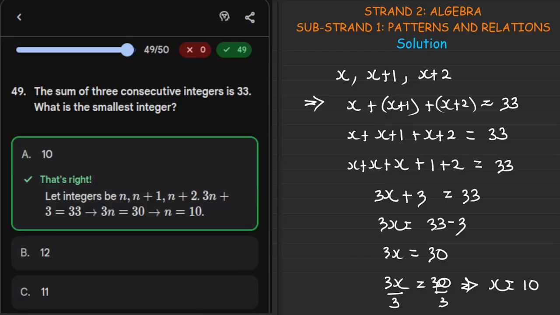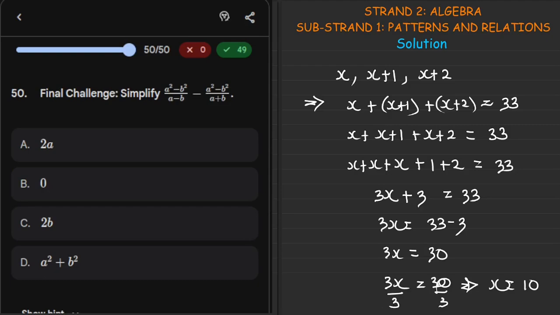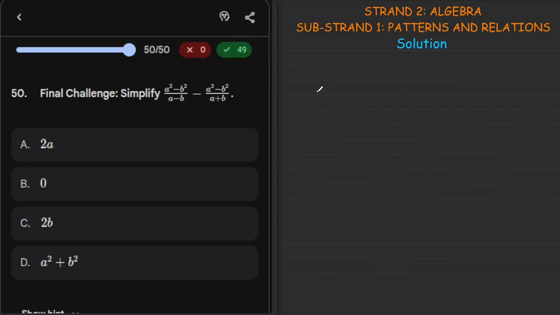Finally, we are on question number 50, and that will be our last question for this session. I do hope you have learned a lot. Let's look at our question number 50. It says we have to simplify. So what are we to simplify? We have to simplify a squared minus b squared all over a minus b, then minus a squared minus b squared all over a plus b.